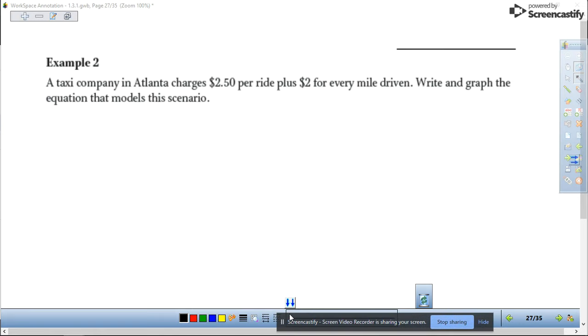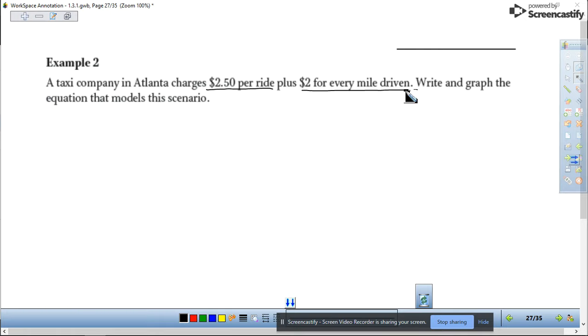All right, guys, taking a look at example 2 here. A taxi company in Atlanta charges $2.50 per ride. I'm going to go ahead and underline that because I know that's important. Plus $2 for every mile driven. Okay. Now, write and graph the equation that models the scenario.